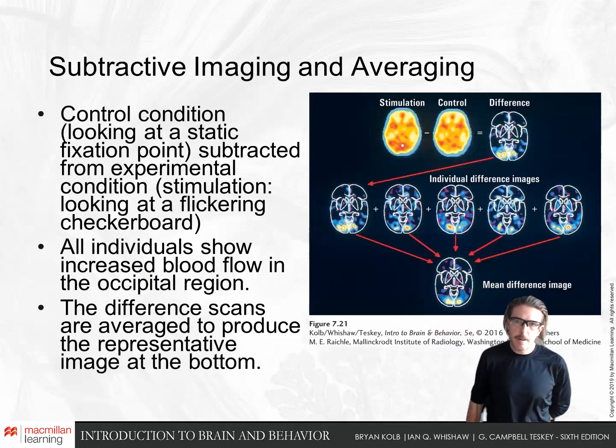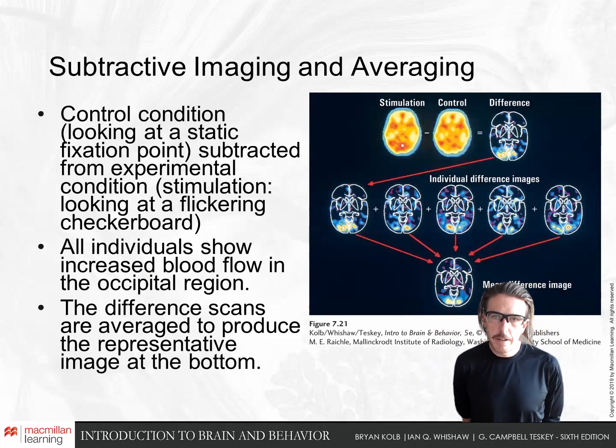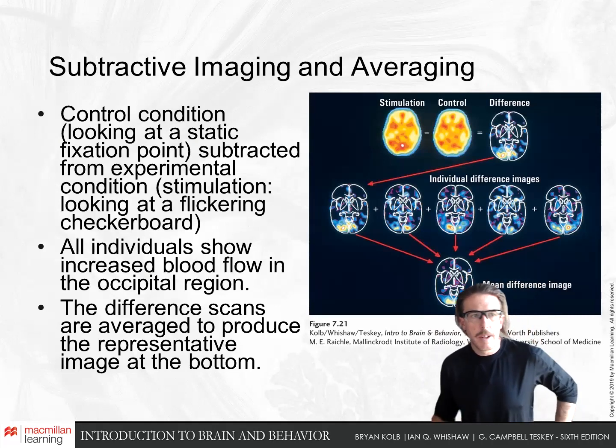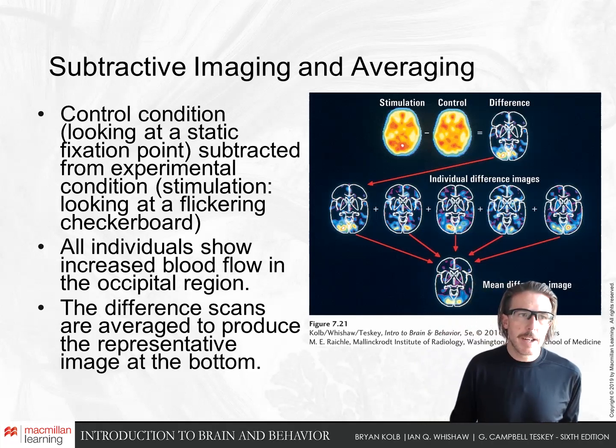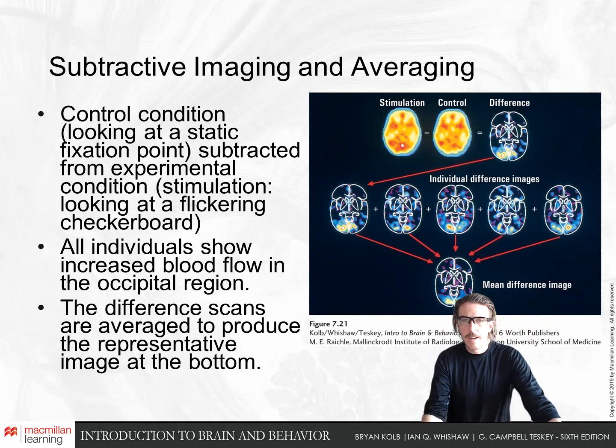However, both PET and fMRI, and optical imaging, need particular types of analysis strategies in order to understand the data. One really important strategy is called subtractive imaging, in which a control condition, like you're not doing anything, has its brain activity subtracted from the experimental condition, like a light is flickering. So you're looking at a flickering light versus looking at nothing. Those images both show how much brain activity is present, even when we're at rest looking at nothing. This is how much blood is flowing to different brain regions.